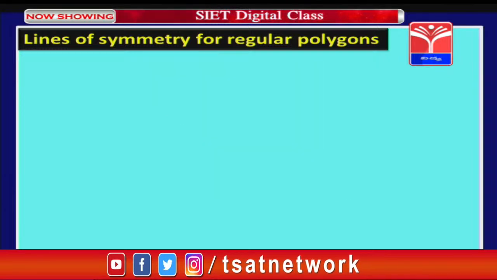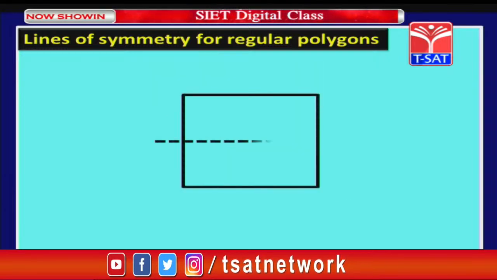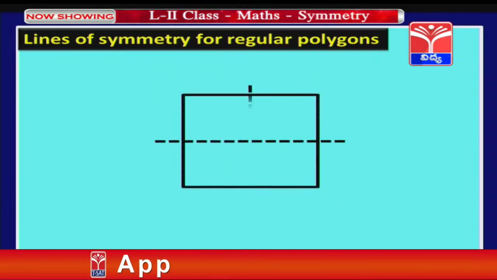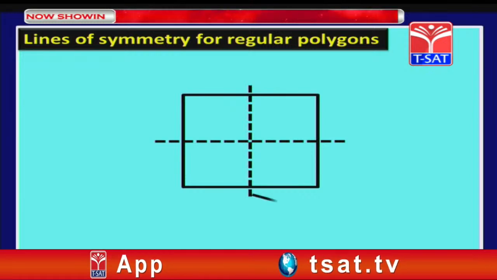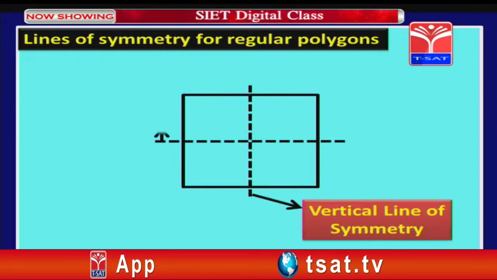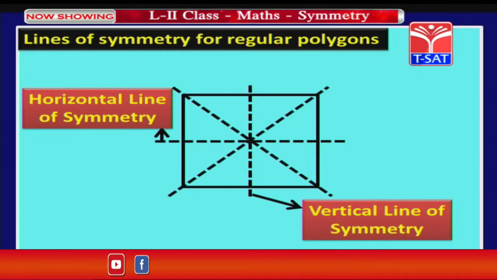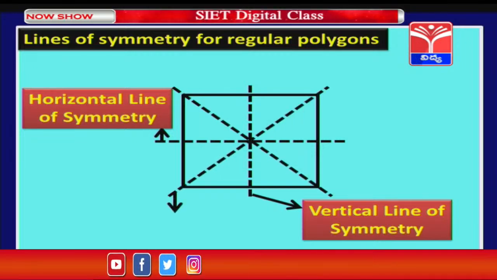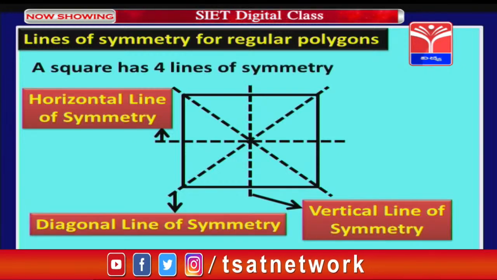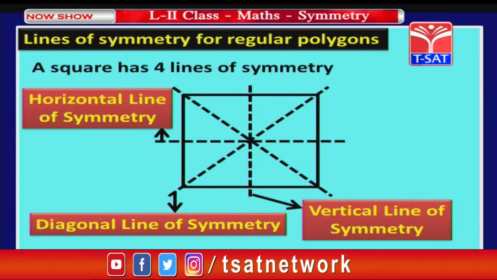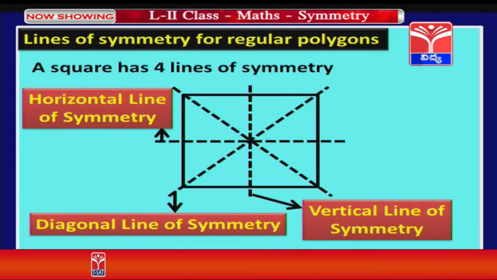Got it, children? Now, take a look at another one, that is a square. Now, I will draw a horizontal line, a vertical line, and we have seen already it has one vertical and one horizontal line of symmetry. Then we are going to draw 2 diagonals, and it has 2 diagonal lines of symmetry. So, in all, a square has 4 lines of symmetry.